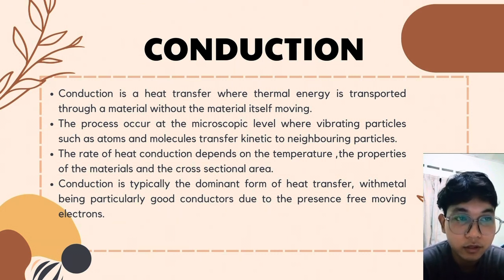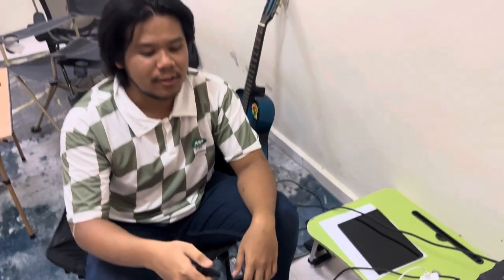The rate of heat conduction depends on the temperature, the properties of the material and the area. Conduction is typically the dominant form of heat transfer, with metal being a particularly good conductor due to the presence of free-moving electrons. Okay, so we are going to proceed with the experiment.